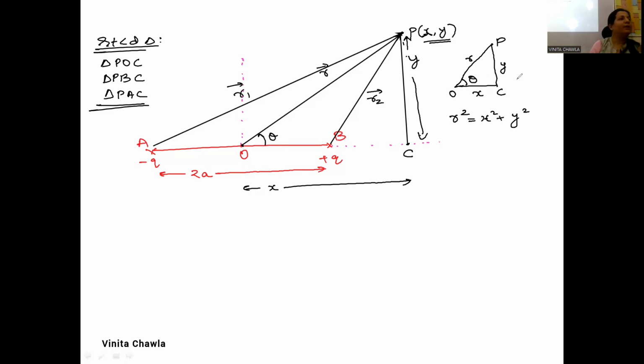R square is equal to X square plus Y square. This is what we get. We can also write X and Y in terms of R.